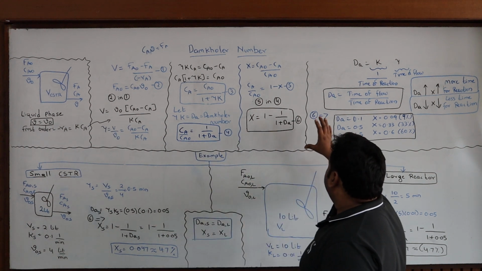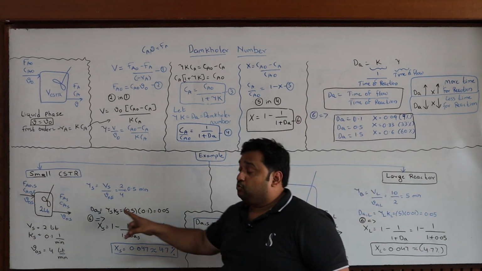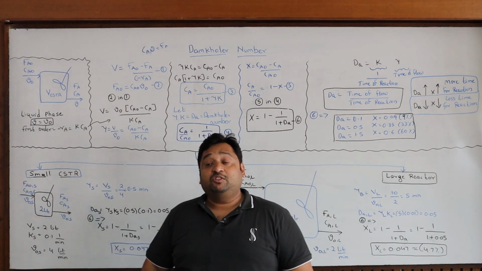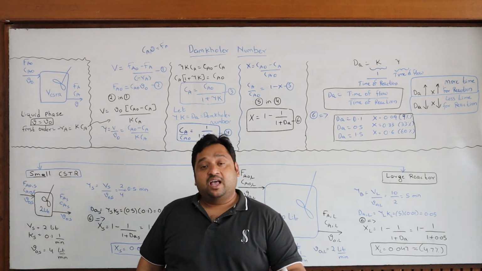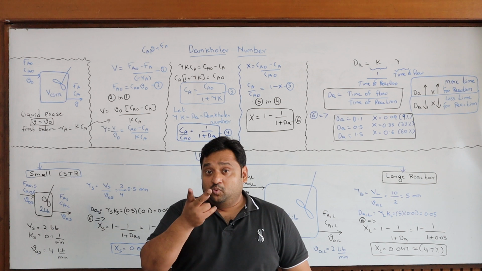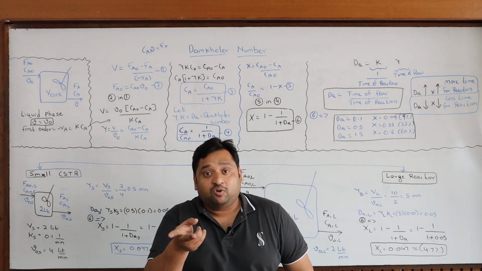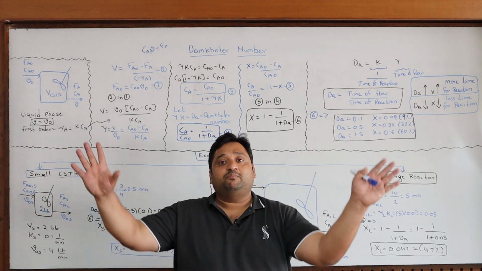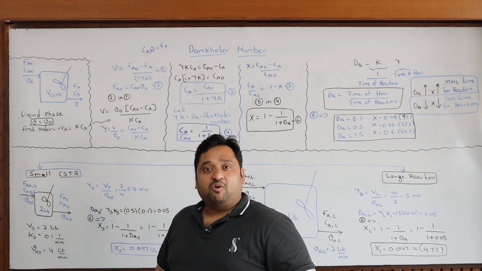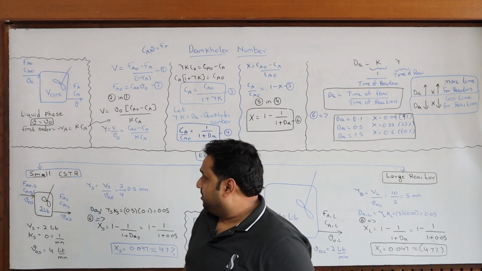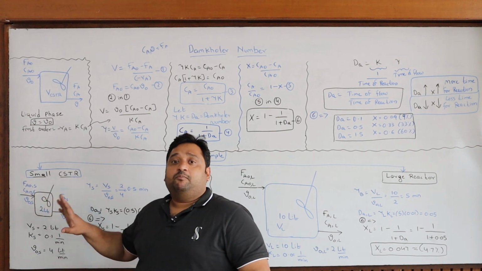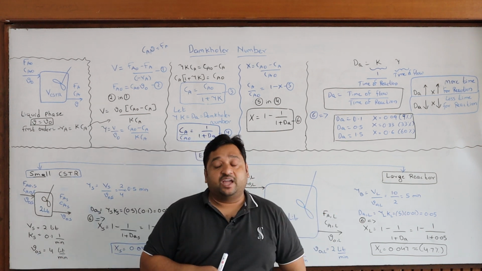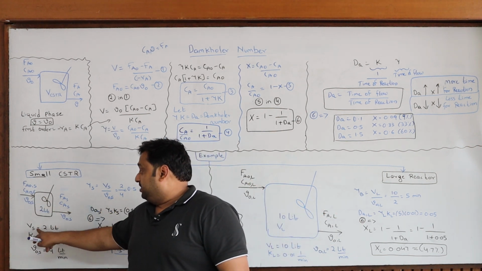Now let us apply the fundamental of the Damkholer number to two reactors. One reactor is small, another reactor is big. Even though one is small and the other one is big, as long as the two reactors have the same Damkholer number, the conversion in this reactor and the conversion in this reactor are the same, whatever may be the values of the volumes or volumetric flow rates or rate constant. For example, S represents the small reactor, and L represents the large reactor. So the volume of the small reactor is 2 liter.